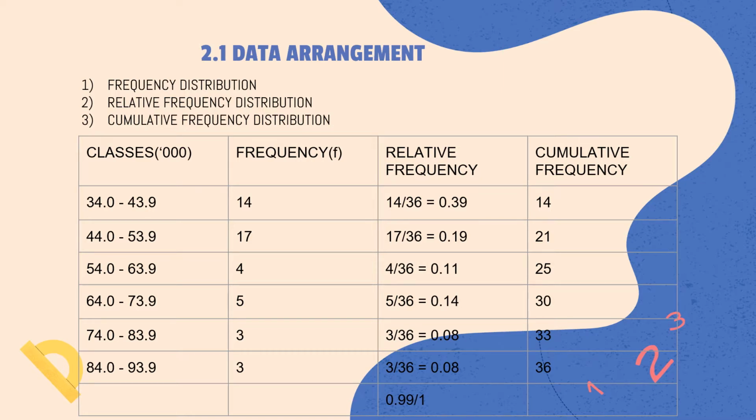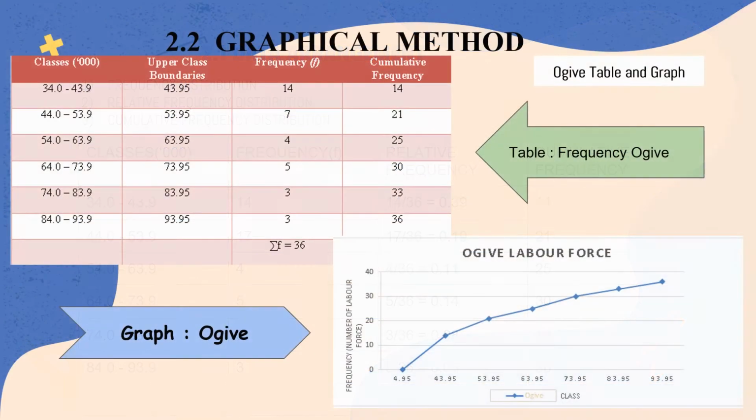To find the relative frequencies, divide each frequency by the total number of students in the sample. Cumulative relative frequency is the accumulation of the previous relative frequencies. To find the cumulative relative frequencies, add all the previous relative frequencies to the relative frequency for the current row. For a graphical method, we decided to make a frequency ogive and a histogram.